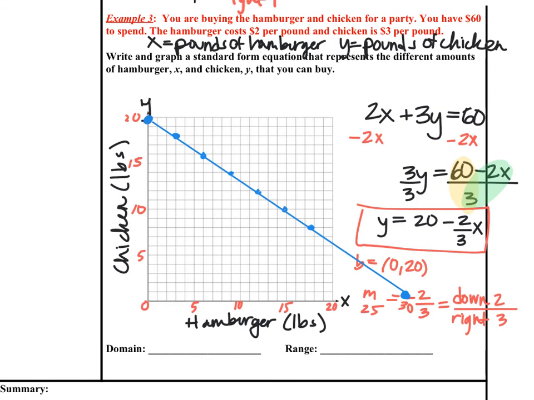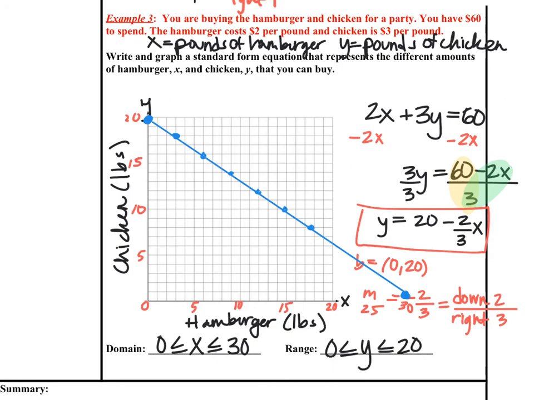So that means that my domain from left to right, it does start and stop. So the farthest it goes to the left on the x-axis is 0, and then it goes over and stops at 30. And the range, lowest to highest, starts at 0, and then it goes up, stops at 20. So my range is from 0 to 20, and I used y.